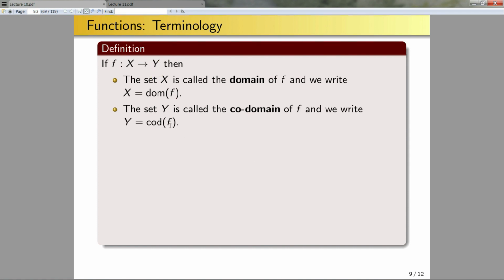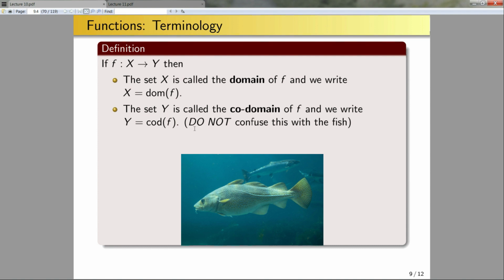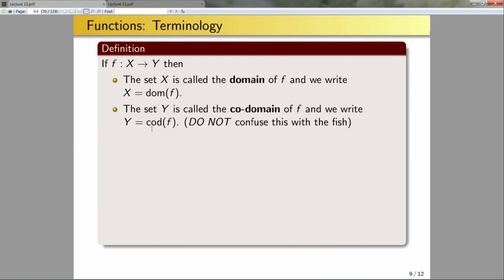So one point of potential confusion, do not confuse this with the fish. It is the codomain, it's not a fish. Okay, next, for any x in X, so for any element over here, we say that x is the pre-image of f of x in Y.